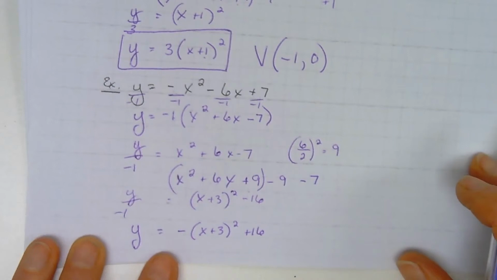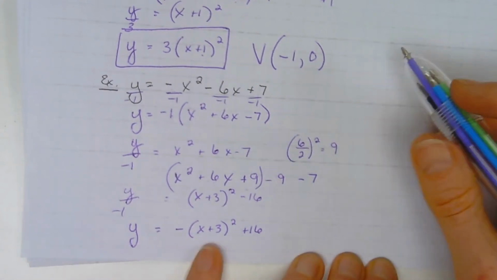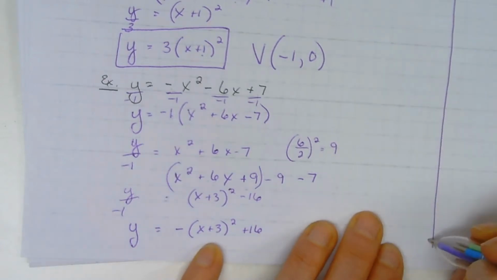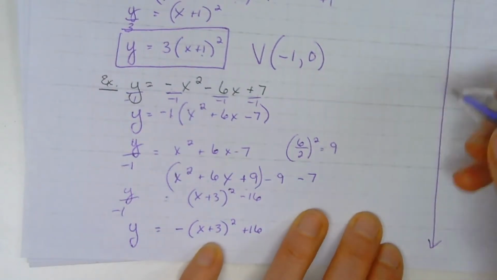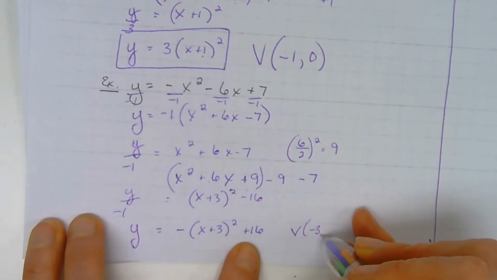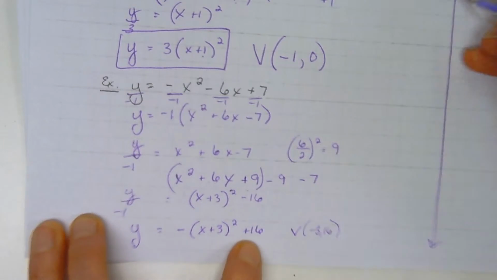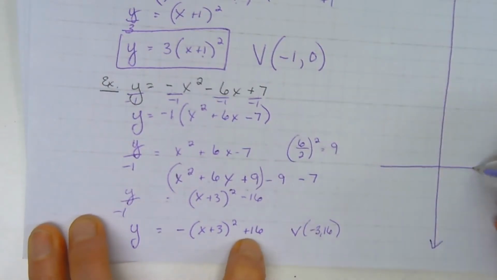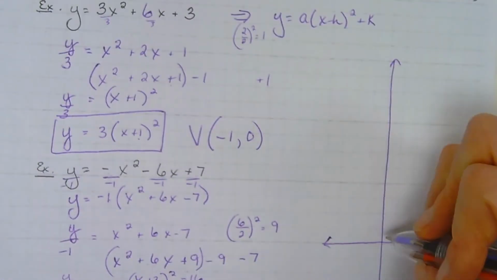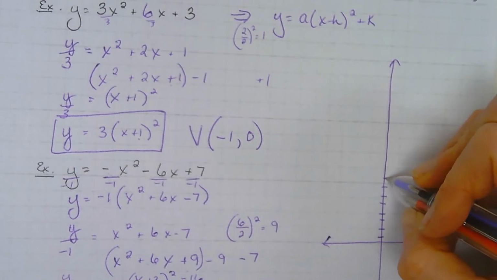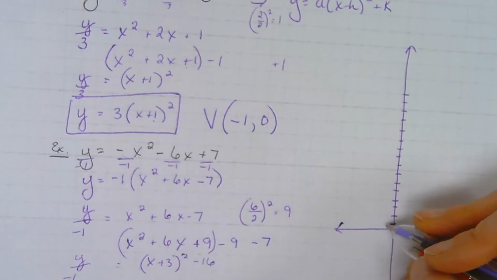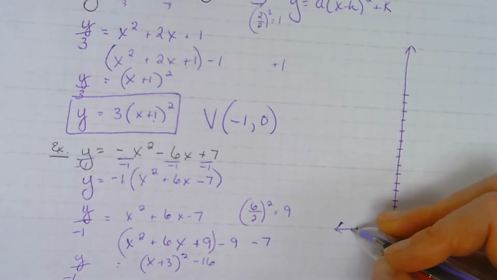Something else we did in class was graph this. So make a really big graph. The vertex is at -3, positive 16. So I'm going to need to make my graph go all the way up to 16. 1, 2, 3, 4, 5, 6, 7, 8, 9, 10, 11, 12, 13, 14, 15, 16. And then I have to go over at least -3 to get to the vertex.